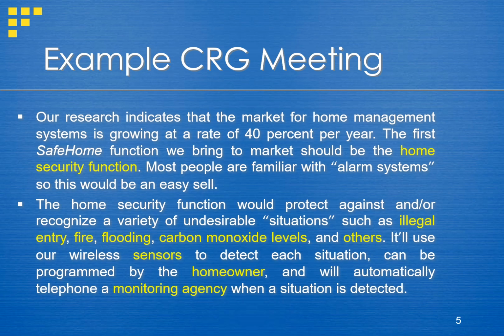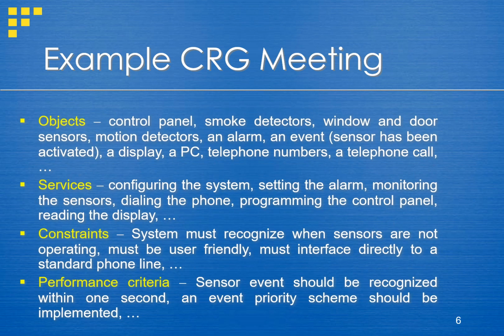Similarly, the first SafeHome function we bring to market should be the home security function. That is the main function or service offered by that particular system. They are saying that it will recognize a variety of undesirable situations such as illegal entry, fire, flooding, carbon monoxide levels, and others. These are the functionalities of the SafeHome security function. Obviously this will be programmed by the homeowner and will automatically telephone a monitoring agency when a situation is detected. These are a few terms which will play an important role when you are discussing the particular issue in the meeting.